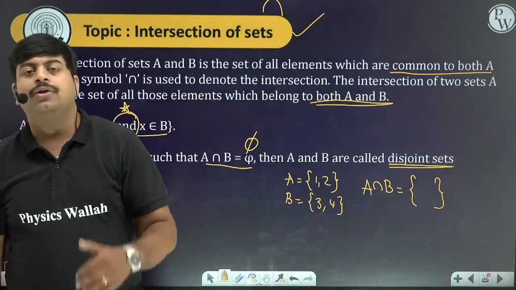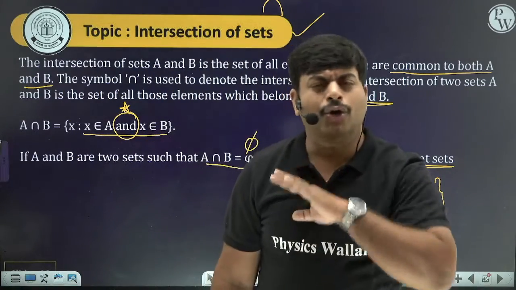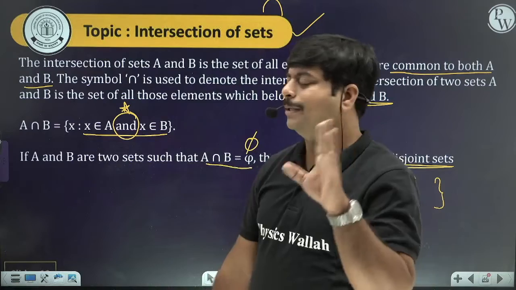We call those type of sets disjoint sets. There are no common elements between A and B.